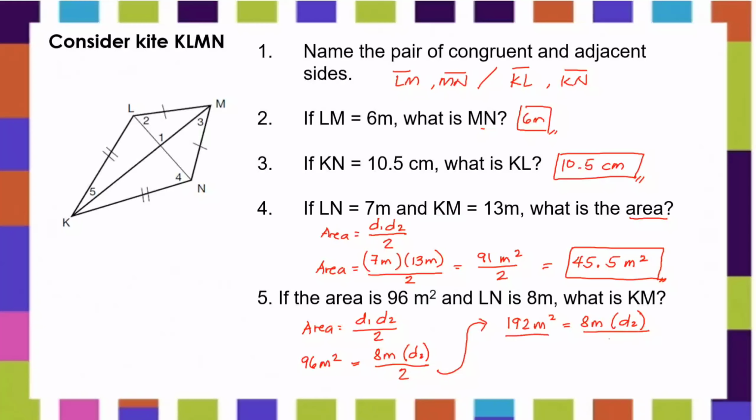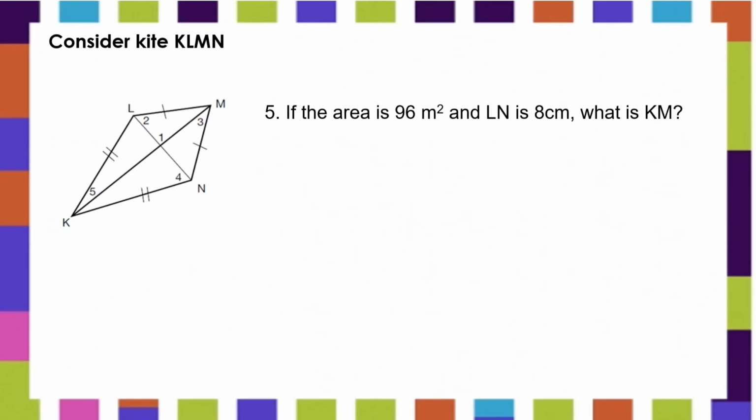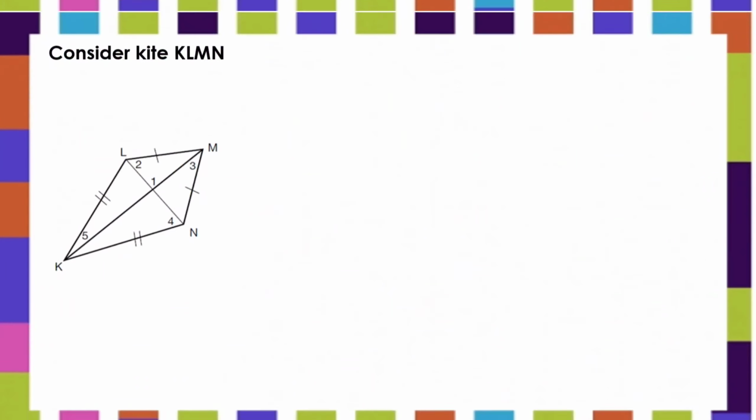So, let's divide both sides by 8 meters. Okay, cancel out na to. So, yung diagonal natin, makukuha natin by dividing 192 by 8. So, 192 divided by 8 will give us 24. And then, etong square meters divided by meter, that will give you another meter. So, ibig sabihin, the measure of the other diagonal is 24 meters. Okay? Next. So, considering the same kite, if the area is 96 meters and LN is 8, so ito na yung kanina. Proceed na tayo sa susunod.